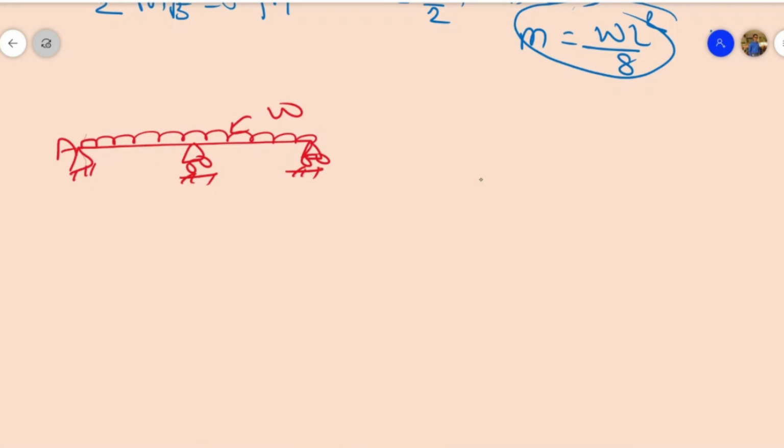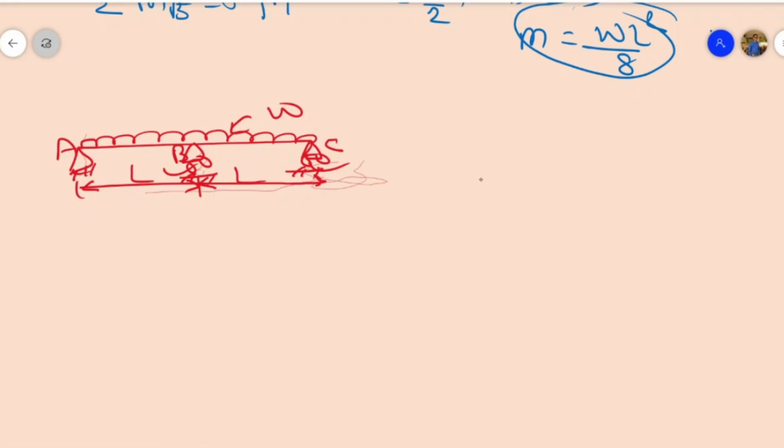Suppose that this support is A, this support is B, and this support is C, and the length over here is L. I have to calculate the support reactions at A, at B, and at C. How will we be able to calculate them using the compatibility method?